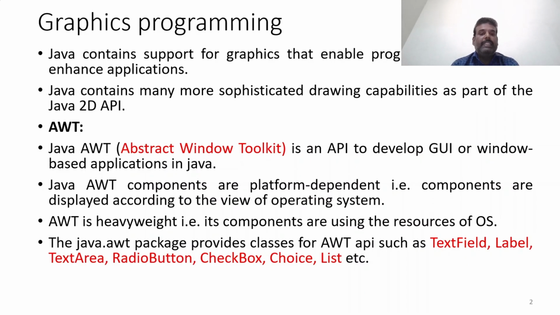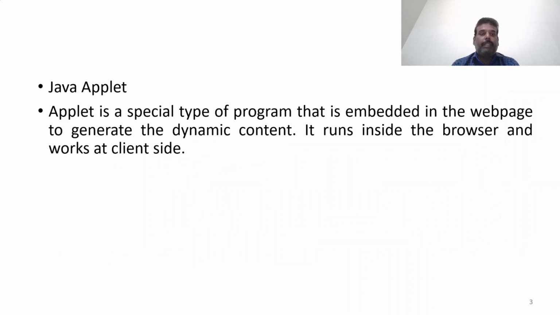So AWT is a heavyweight process; that is, its components use the resources of the OS. The java.awt package provides classes for AWT APIs such as text field, label, text area, radio button, checkbox, choice list, etc. So it is a package which is in the AWT.